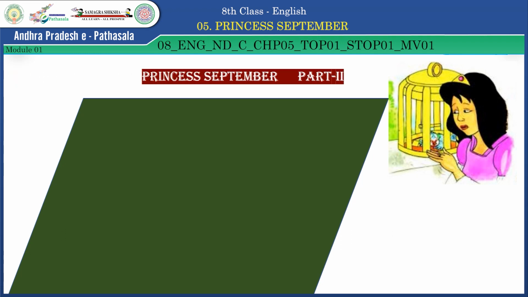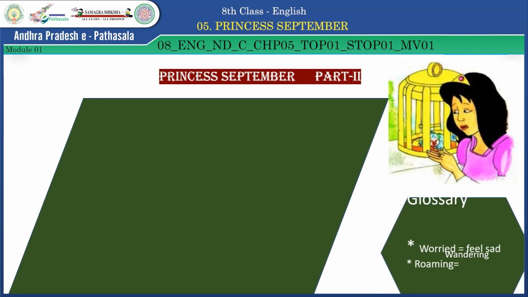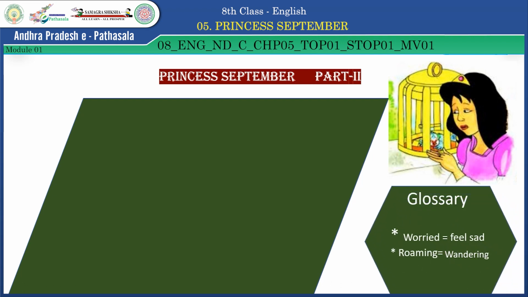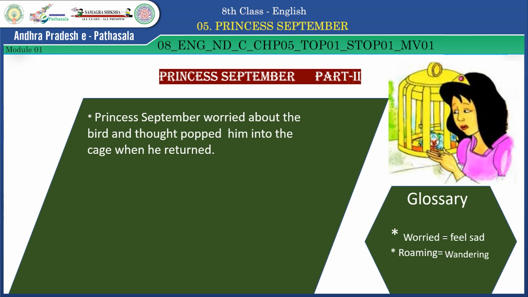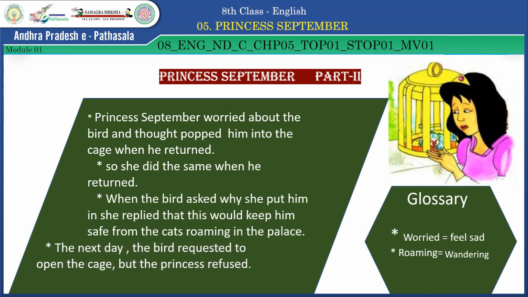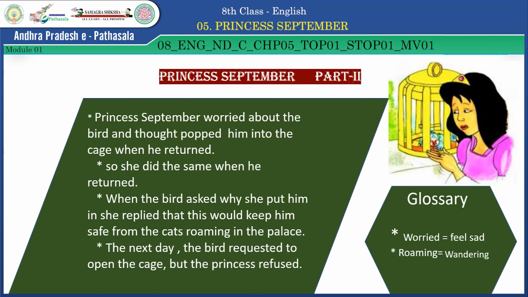Princess September, Part 2. Glossary. Worried, feel sad. Roaming, wandering. Princess September worried about the bird and thought of putting him in the cage when he returned. So she did the same when he returned. When the bird asked why she put him in, she replied that this would keep him safe from the cats roaming in the palace. The next day, the bird requested to open the cage, but the princess refused. Let us see what happened to the bird.